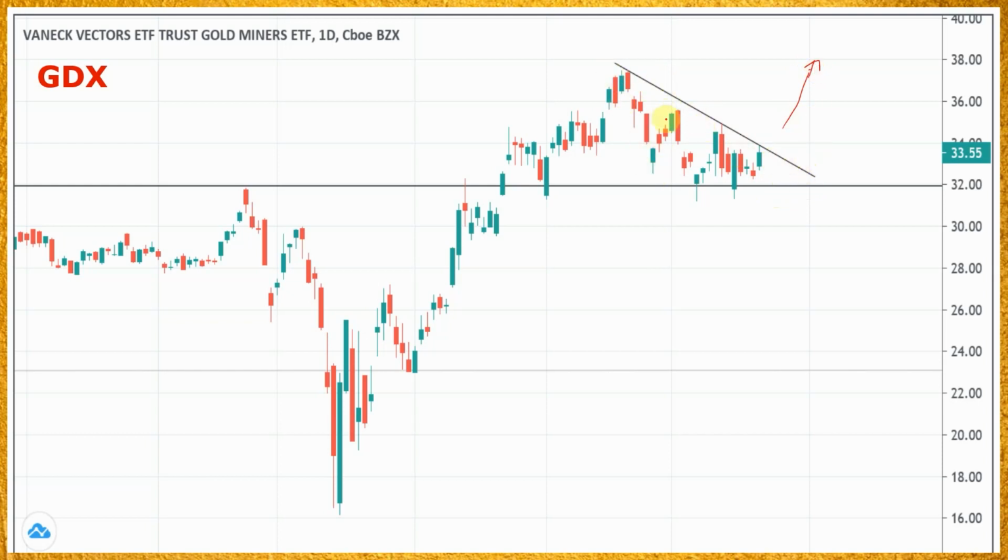What is the formation that we're seeing here? Does that provide us with any ideas about where this price is going to go? Well, there's a couple of possibilities here. One is that we've got a descending triangle.